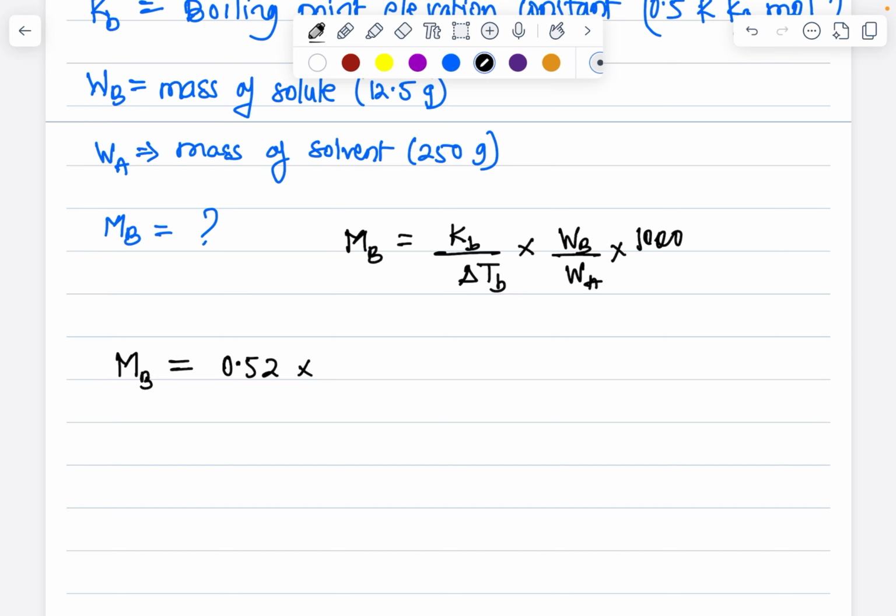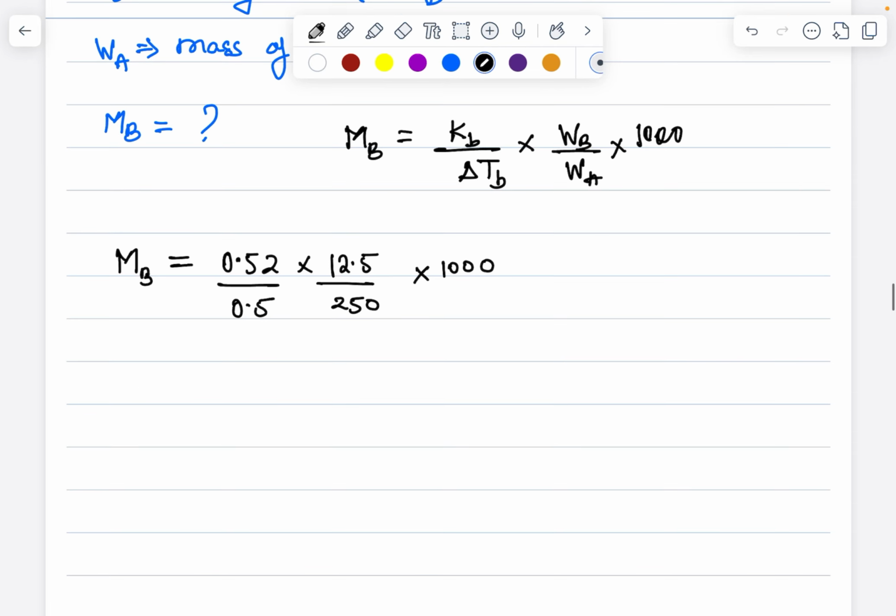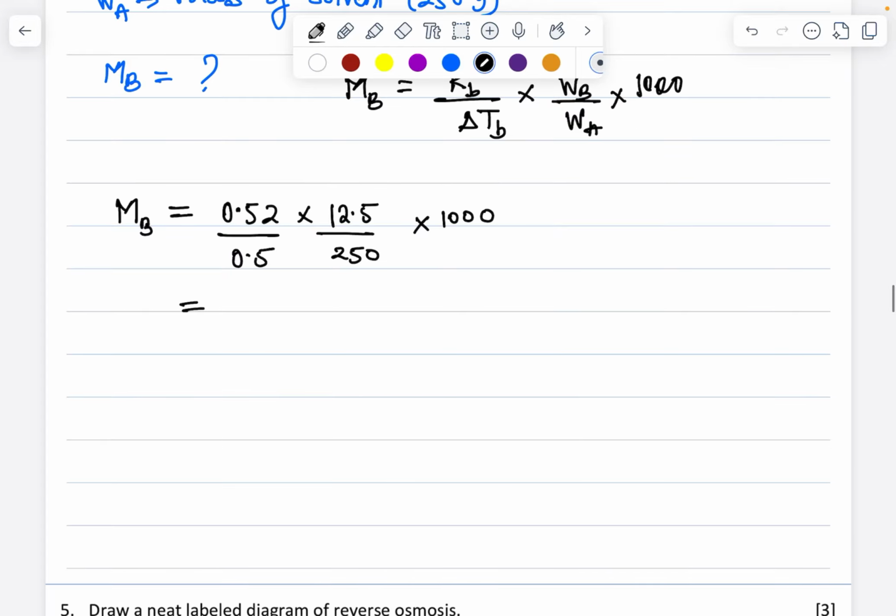So Kb is how much? 0.52. Units I'll discuss. This is 12.5 gram. This delta Tb is what? Delta Tb is 0.5. Wa is what? 250 into 1000. So when you solve this, we can go ahead with this. See, this is 0.5. 0.5 could also be written as 1 by 2.